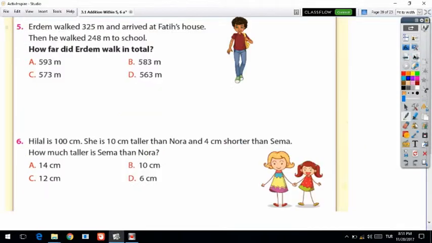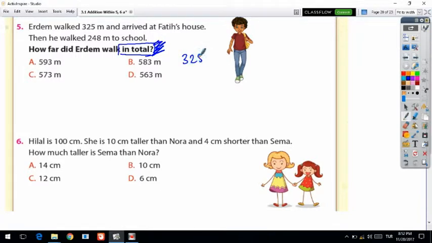Okay, so let's see the next one. Erdem walked 325 meters and arrived at Fatih's house. Erdem is a name. Then he walked 248 meters to school. How far did Erdem walk in total? In total shows you what? Addition, subtraction, multiplication, division? Of course, in total shows you addition.